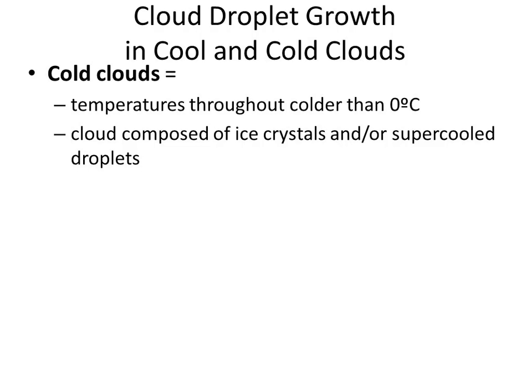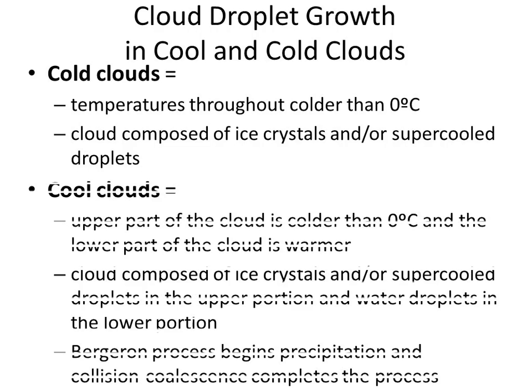So, we talked about cold clouds, right? Bergeron process. We talked about warm clouds, totally collision coalescence. And now we get to talk about something in between. Okay, cool clouds, where you can have the Bergeron process in the upper part of the cloud and the collision coalescence happening below. Quite proper, right?